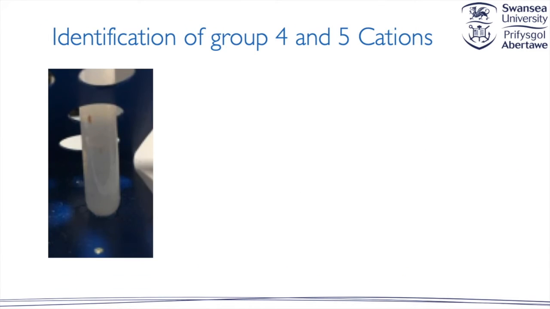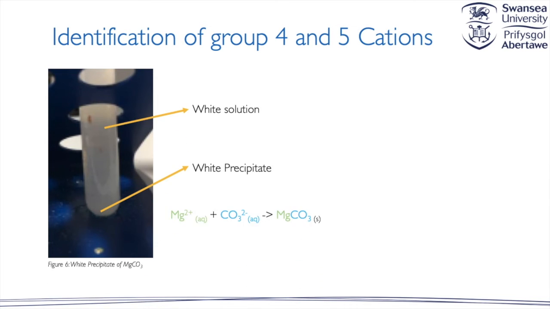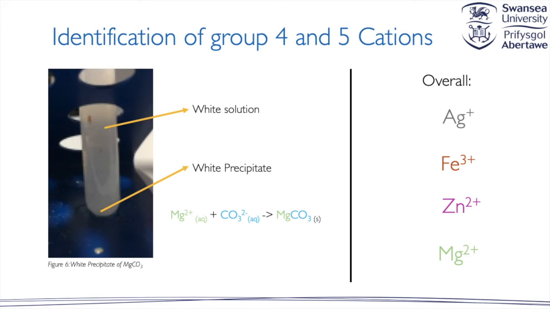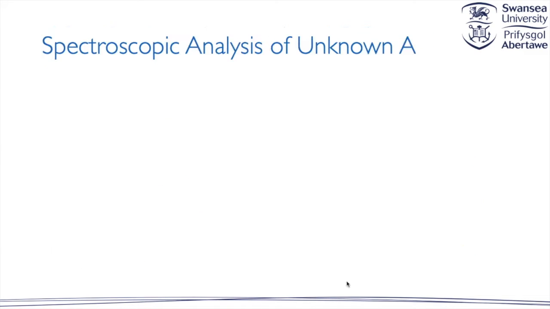When we tested for group 4 and group 5 cations, which are insoluble carbonates, we got a white solution and a white precipitate. This indicates that magnesium ion is present as magnesium carbonate was formed. As a result, from our water sample, we can conclude that we have silver, iron, zinc and magnesium ions present. As we knew we had iron ions present, we could do a spectroscopic analysis of unknown A.